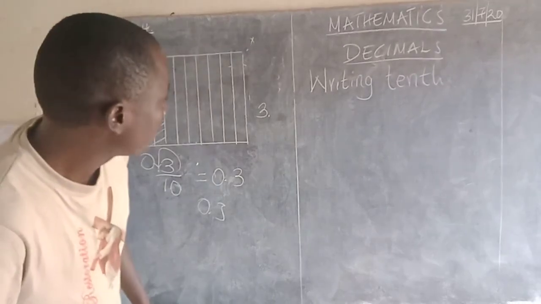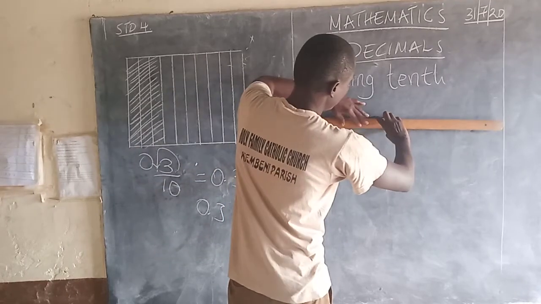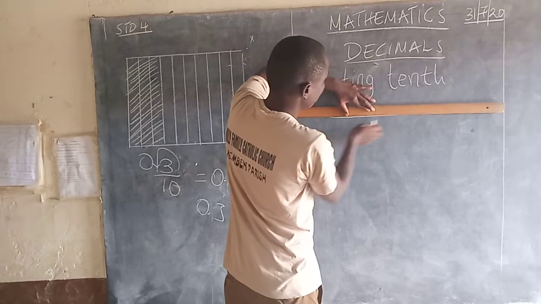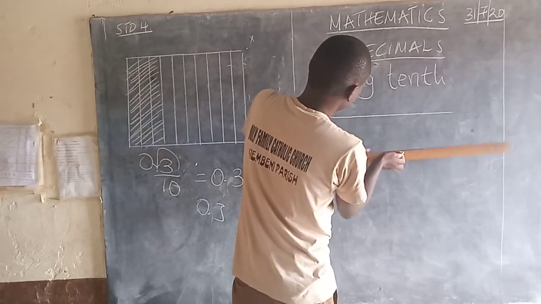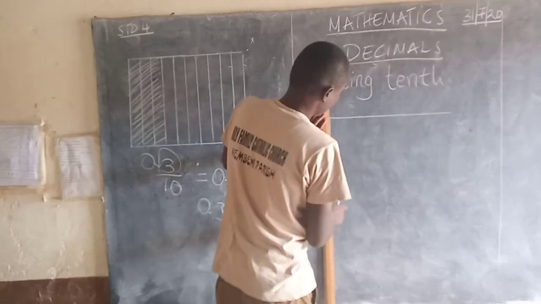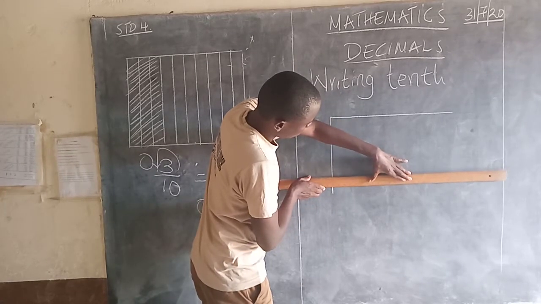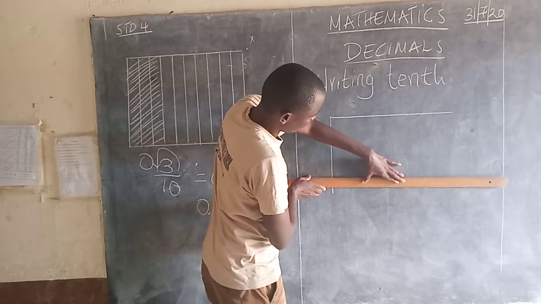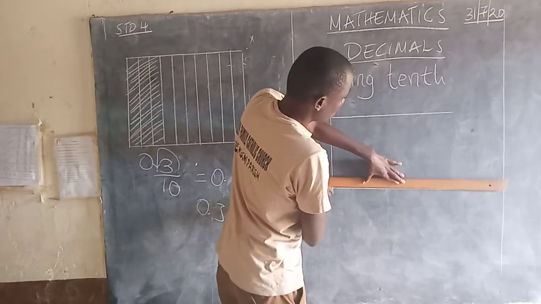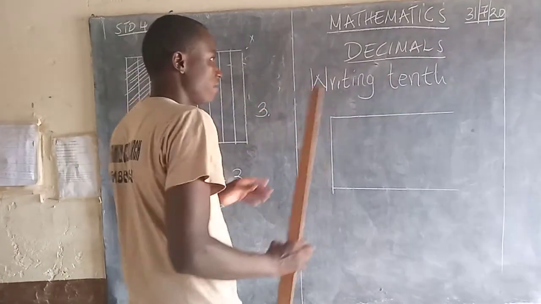Let's work out an example. Drawing, make sure you are using a pencil so that you can rub out whenever you have a mistake. Then divide it into 10 parts. We are dealing with tenths. Divide them into 10 parts.